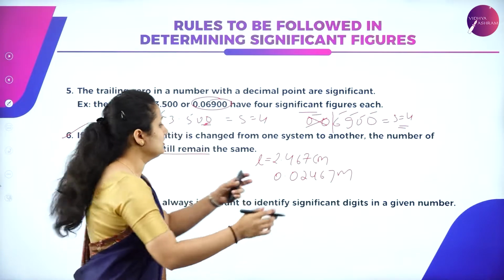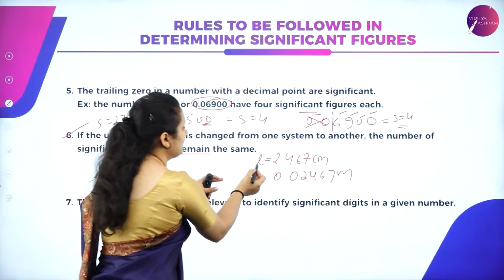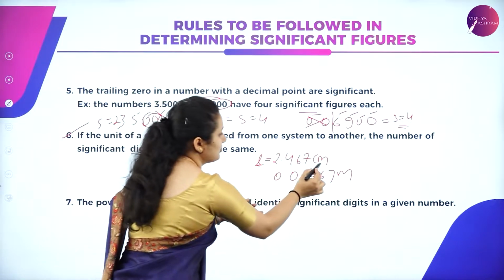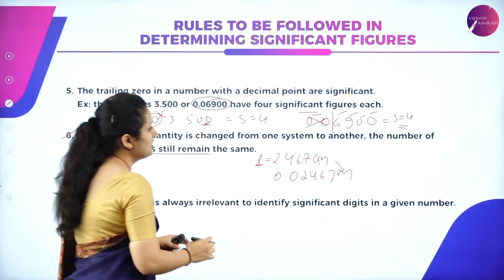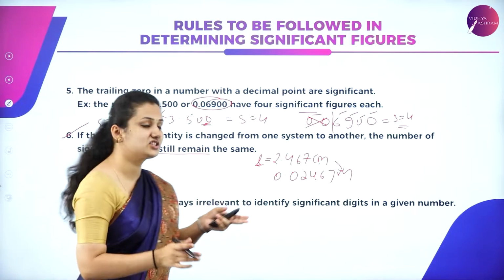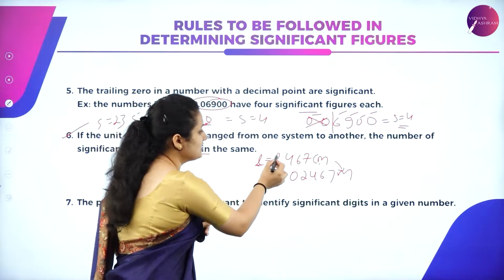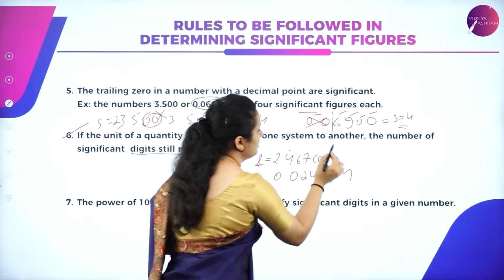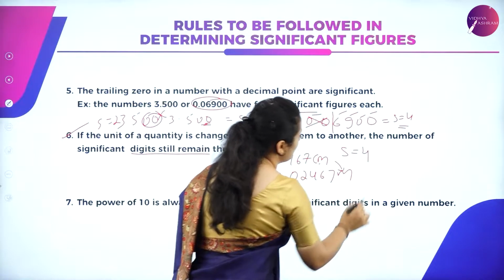0.02467 meter. Now I have converted a physical quantity, length, from one system to another system. So the number of significant digits still remains the same. How many digits did you have here? 1, 2, 3, 4. So the significant digits were 4.